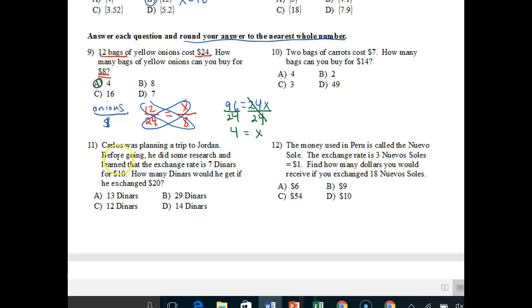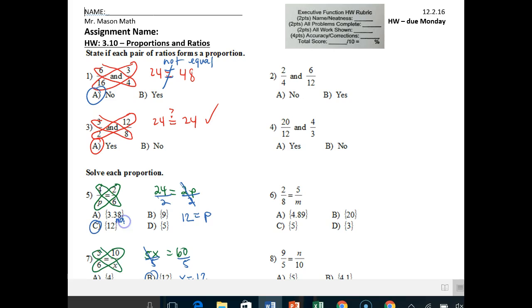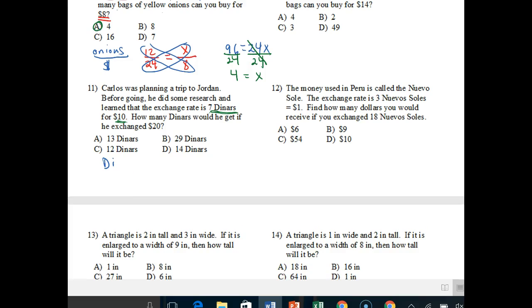All right. Number 11. Carlos was planning a trip to Jordan. Before going, he decided to do some research. He learned that the exchange rate is 7 dinars for $10. So dinars is the money that they use in Jordan. We use dollars here. They use dinars. So I'm going to be comparing dinars to dollars. And I know that my ratio is 7 to 10. How many dinars would he get if he exchanged $20?